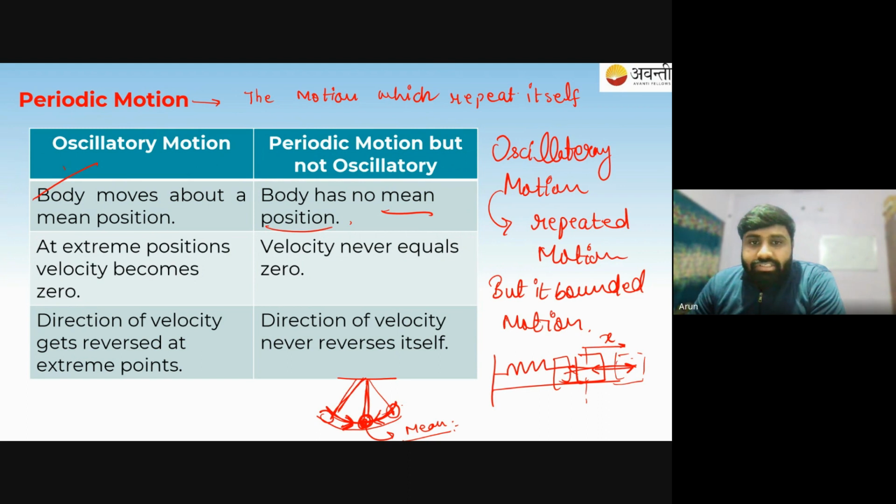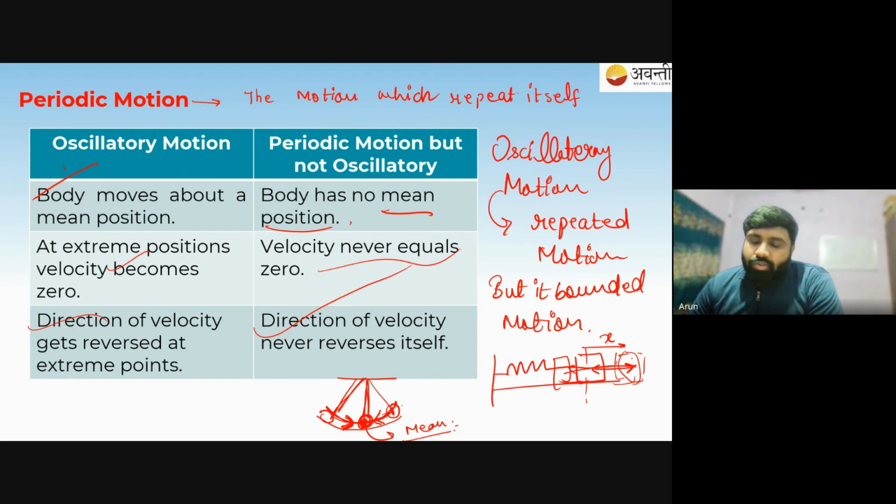At this extreme position, the velocity becomes zero. That we will discuss also in the kinematics. But in this, velocity never equals zero. The direction of velocity will never reverse, but in this, the direction of velocity gets reversed at the extreme point.